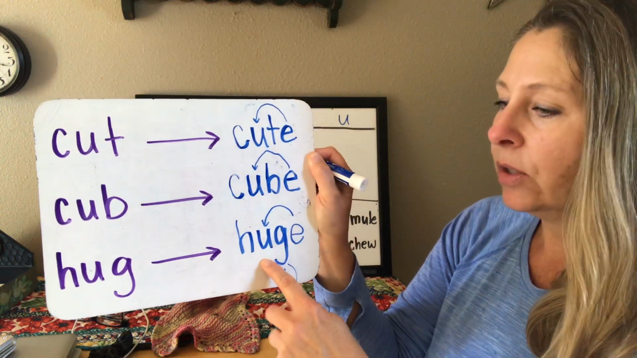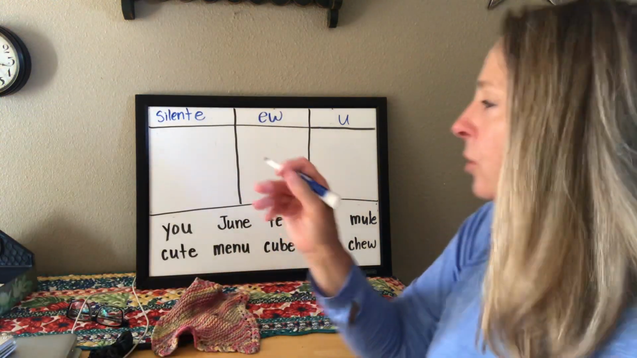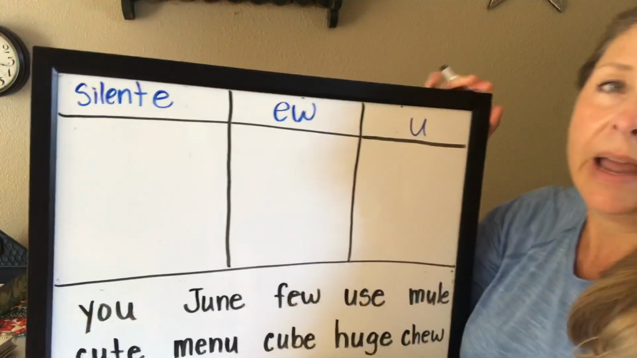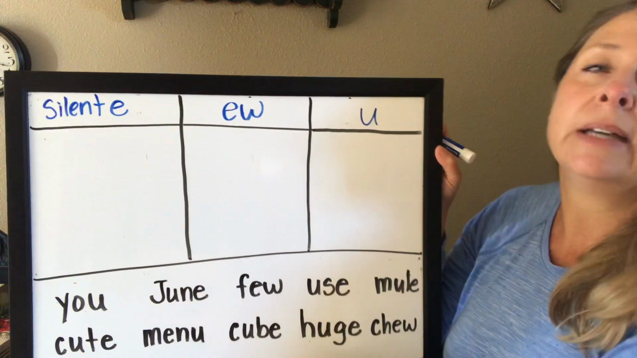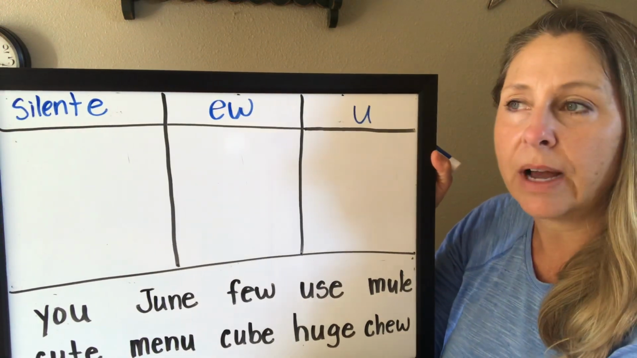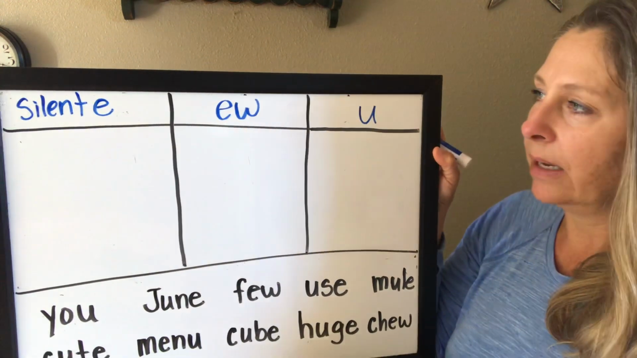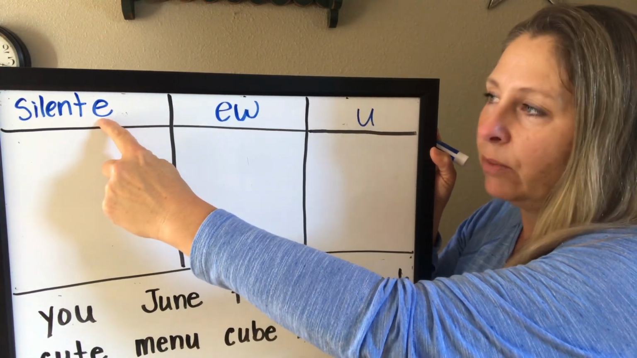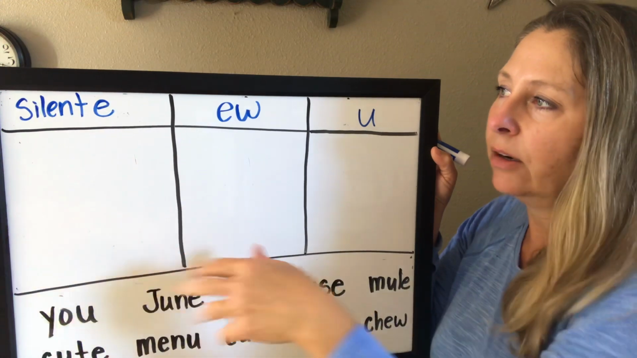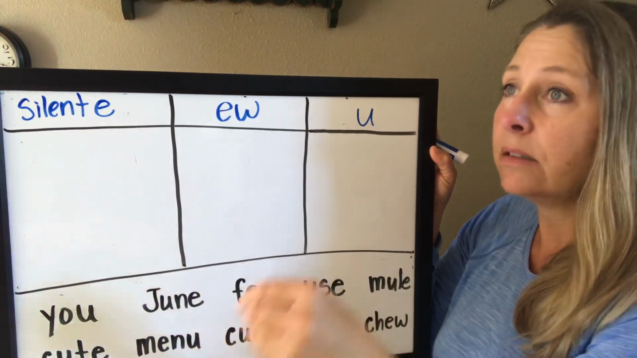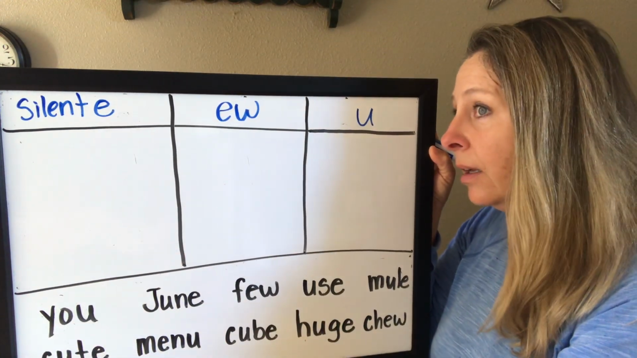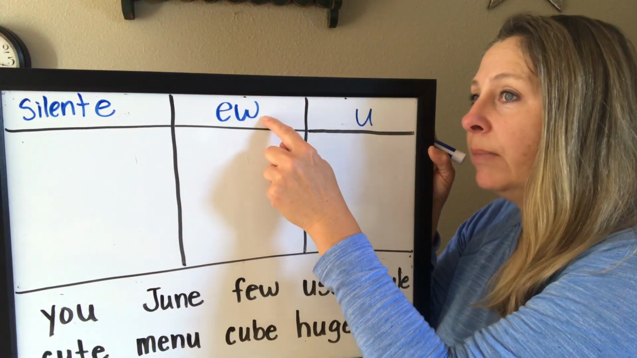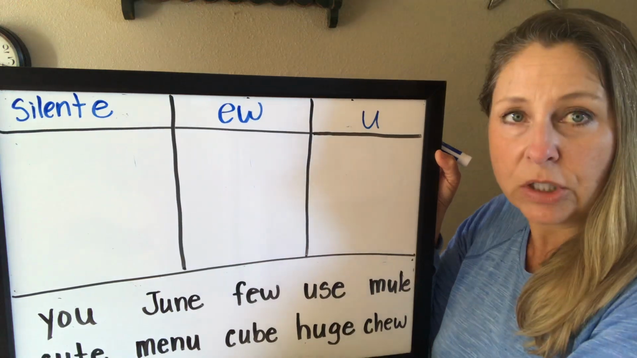All right. So for today's long U lesson, I have 3 rules for you guys to think about when you're trying to figure out how to make that long U sound. So we just went over the silent E. You guys are super familiar with that. We learned about that in our classroom and on our at-home learning time. EW also makes that long U sound too.